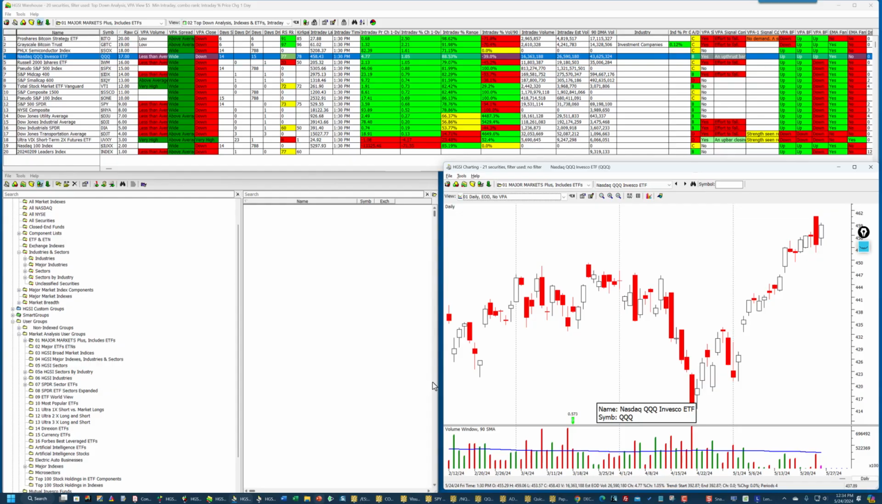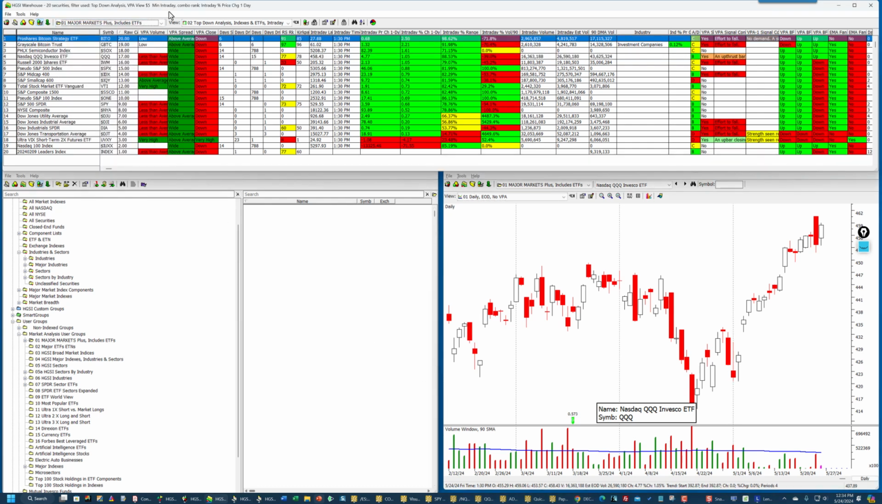The market opened strong today after what appears to be a shakeout day yesterday. It was really an ugly day when it opened at the high and closed in the lower part of its range. But you can see I'm in my Major Markets Plus folder, and this is view number 2, top-down analysis, intraday.